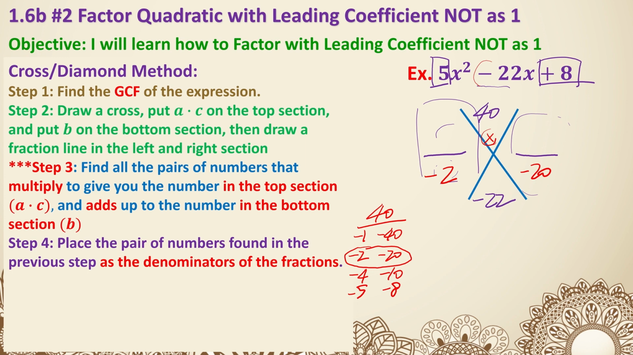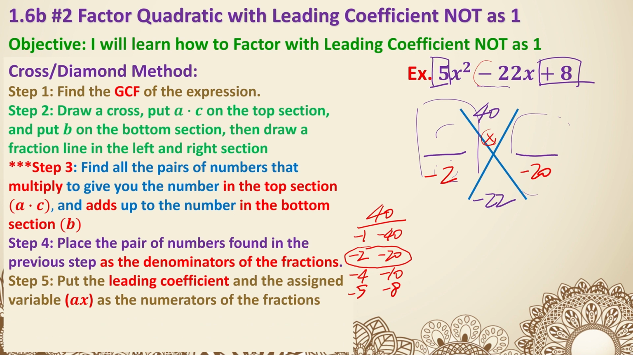So they're going to be the denominator of the fraction. As for what's on the top, it's going to be the leading coefficient with the variable. Because the leading coefficient plays a part now. It's not just x and x in both parentheses. You got to take account that number. So 5x on the top and 5x on the top.